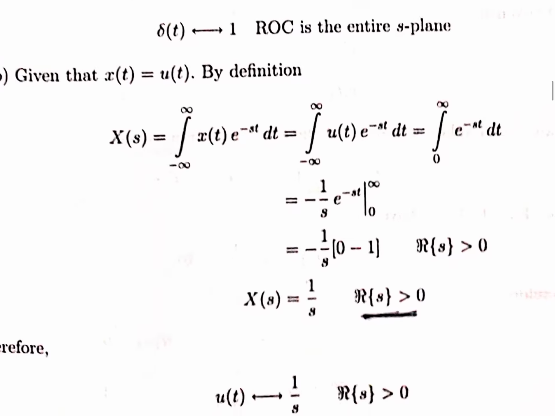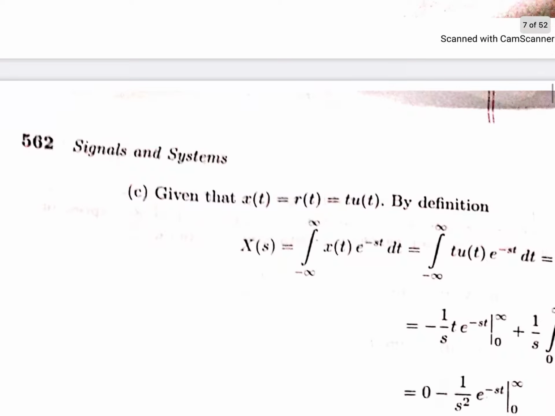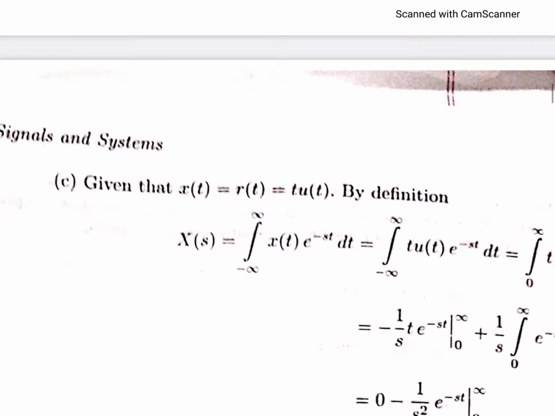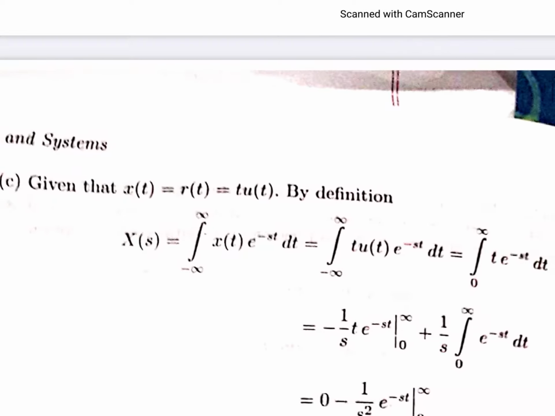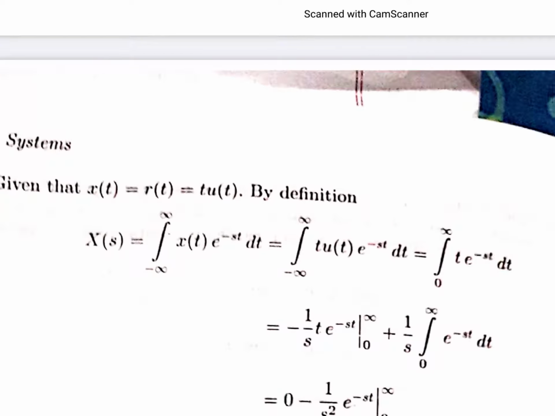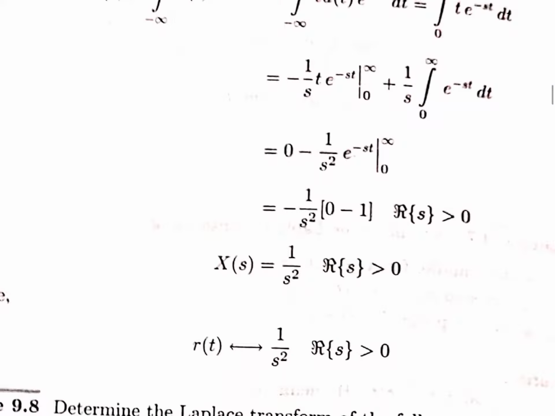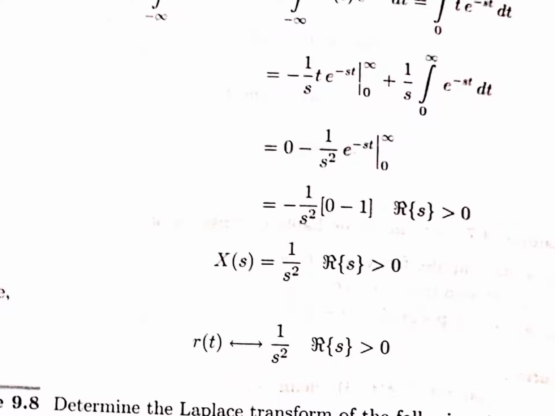The next question is, you have to find the ROC of r(t). Then r(t) can be written as t u(t). Put this value in the Laplace transform formula: you will have the integral from minus infinity to plus infinity of t u(t). On solving, you will get 1 upon s square. In the same way, if you put s equal to 0, it makes X(s) infinity, so s equal to 0 will not be in the ROC. The ROC will be the real part of s greater than 0.